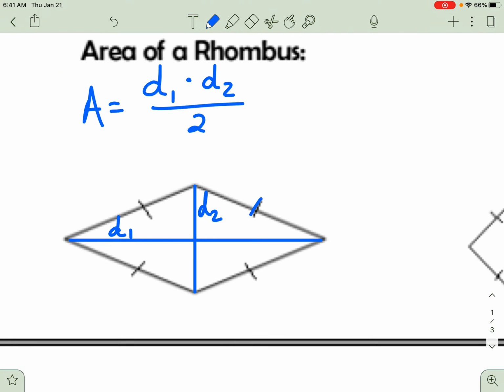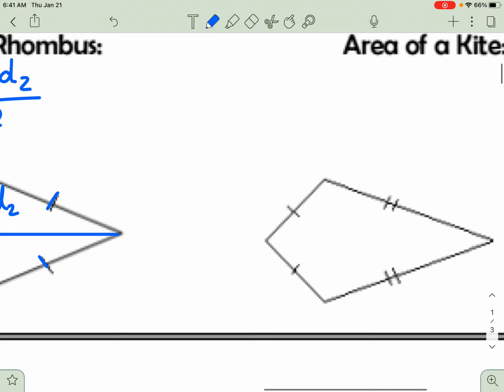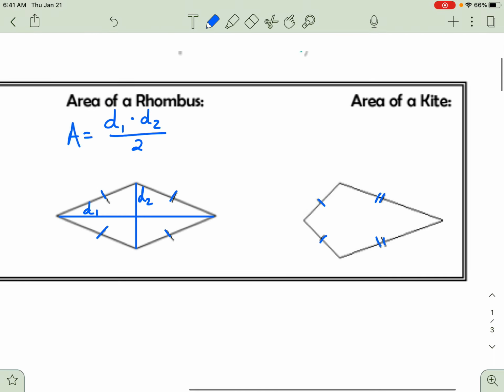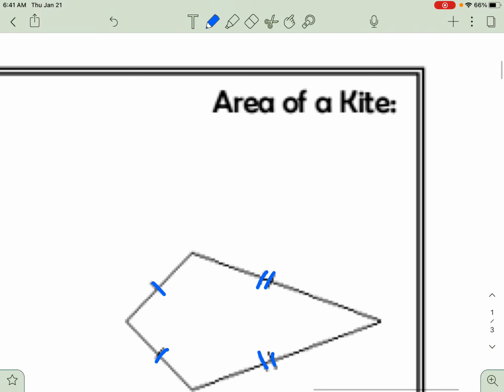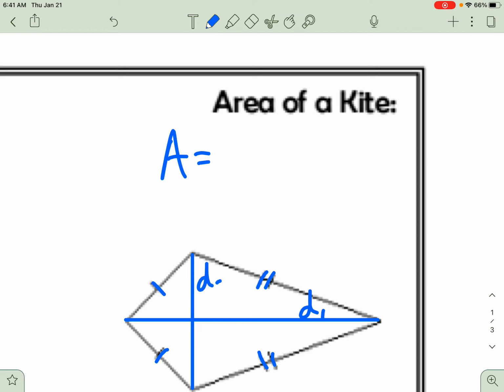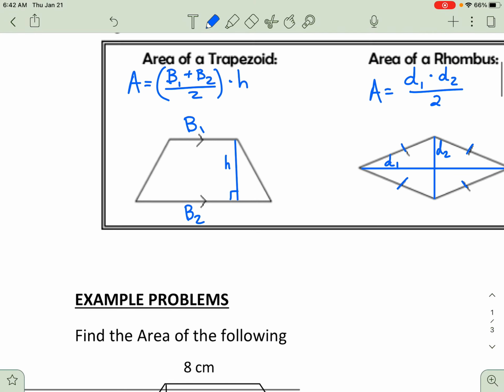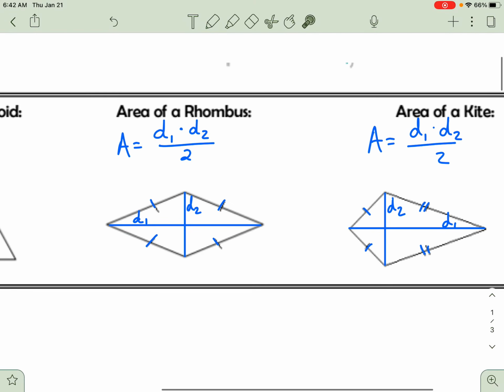Okay, how about a kite? So the difference between a rhombus and a kite. Rhombus has 4 equal sides, right? Kite has 2 pairs of sides that are equal, but they're not all 4 equal. So that's the difference between a rhombus and a kite. But a kite, ironically, you find the area the exact same way. This is diagonal 1, this is diagonal 2, and you take those, multiply them together, and divide by 2. Okay, so whether it's a rhombus or a kite, take the diagonals, multiply them together, divide by 2.